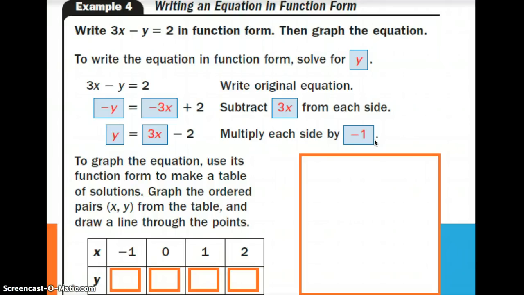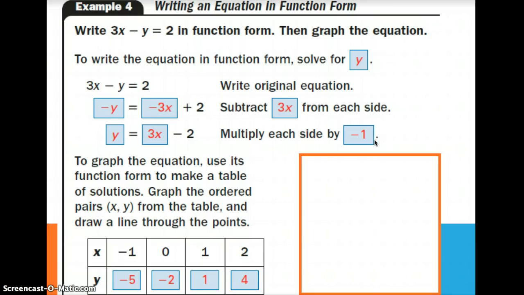Now we can graph. You can see the x values they give us are negative 1, 0, 1, and 2. So where the x is, right next to 3, put in negative 1. 3 times negative 1 is negative 3. Minus 2, we get negative 5. 3 times 0 is 0. Minus 2 is negative 2. 3 times 1 is 3. Minus 2 is 1. 3 times 2 is 6. Minus 2 is 4.